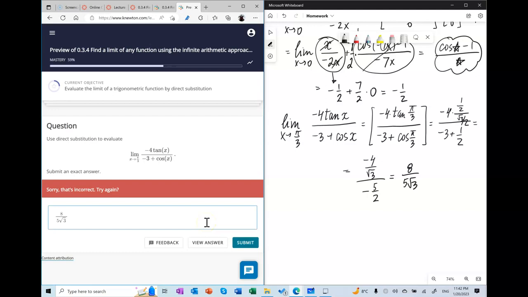Great. Let's see, what are we doing wrong here? Tangent of pi over 3 is 1/2 over square root of 3 over 2, so it's 1 over square root of 3. Cosine of pi over 3 is 1/2. -3, maybe it does want us to simplify it.